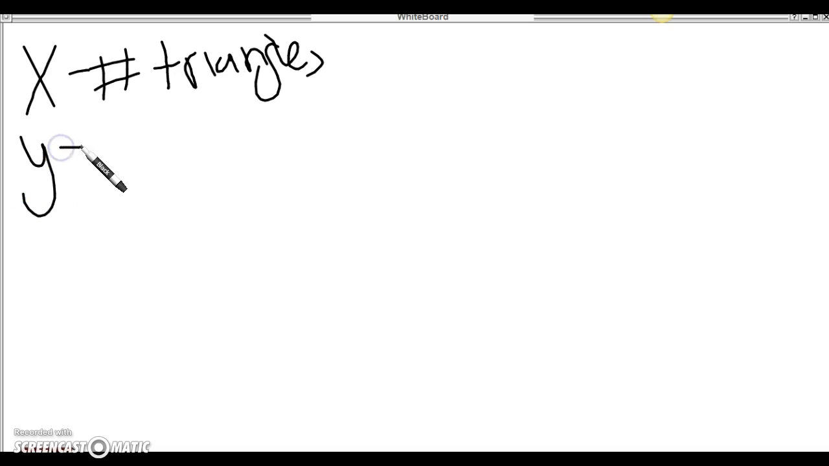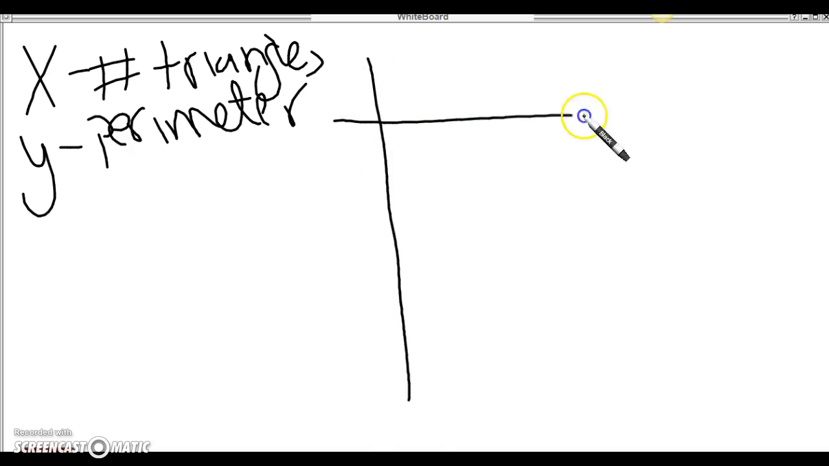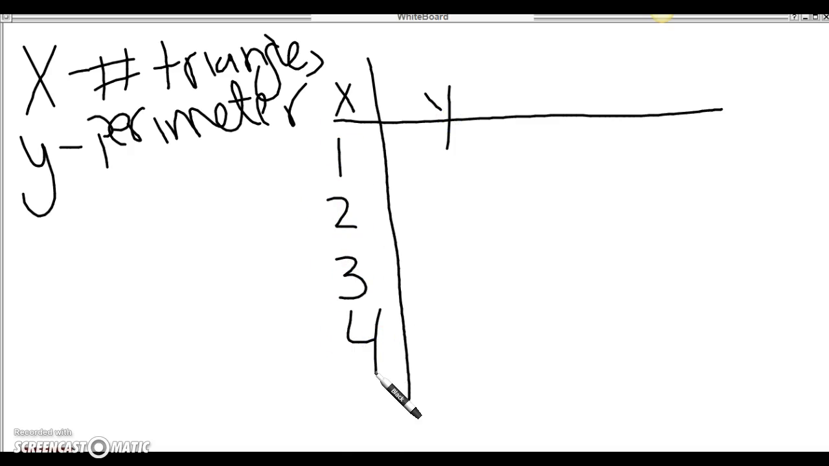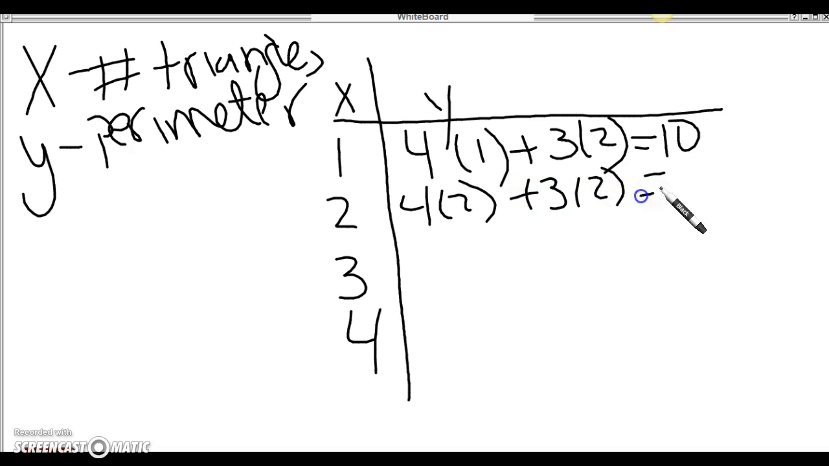So let's put it in the table. Okay, so let's say x is our independent variable, and that's our number of triangles. And then y, we'll say, is our perimeter, and that's our dependent variable. And so I'm going to make my chart. So I have x, and I have y. So for 1, 2, 3, and 4, that's what I have, 4 triangles. For the first one, there was 1 4, and then I had 2 3s, and I got a total of 10. For the second one, I had 2 4s, and I still had 2 3s for a total of 14.